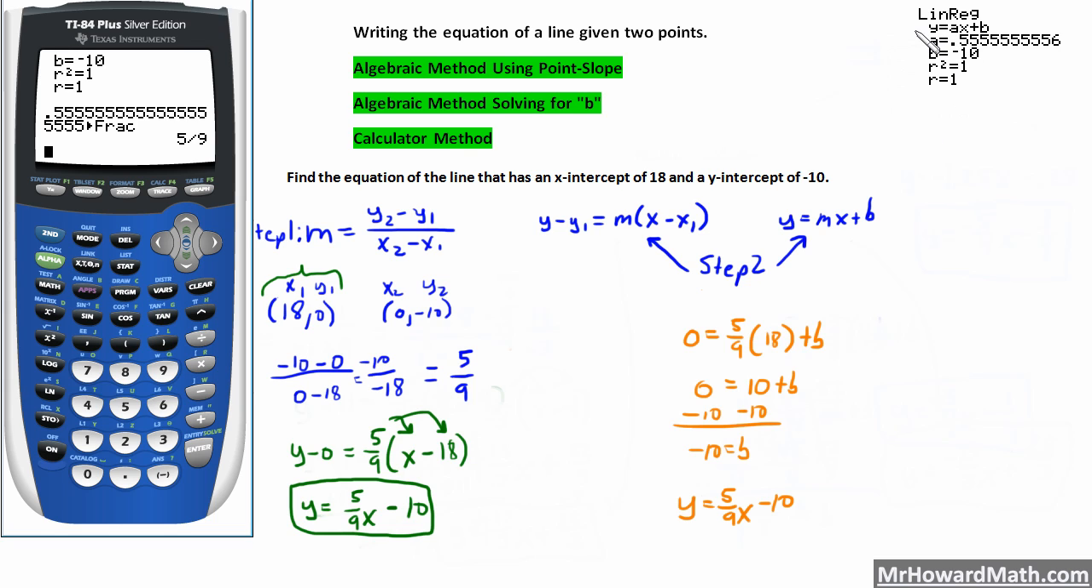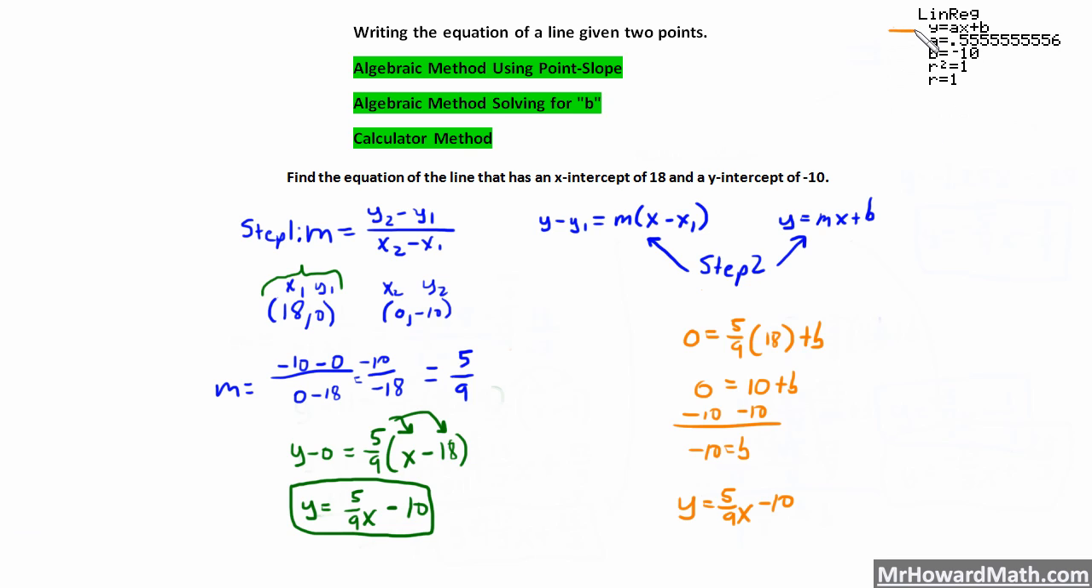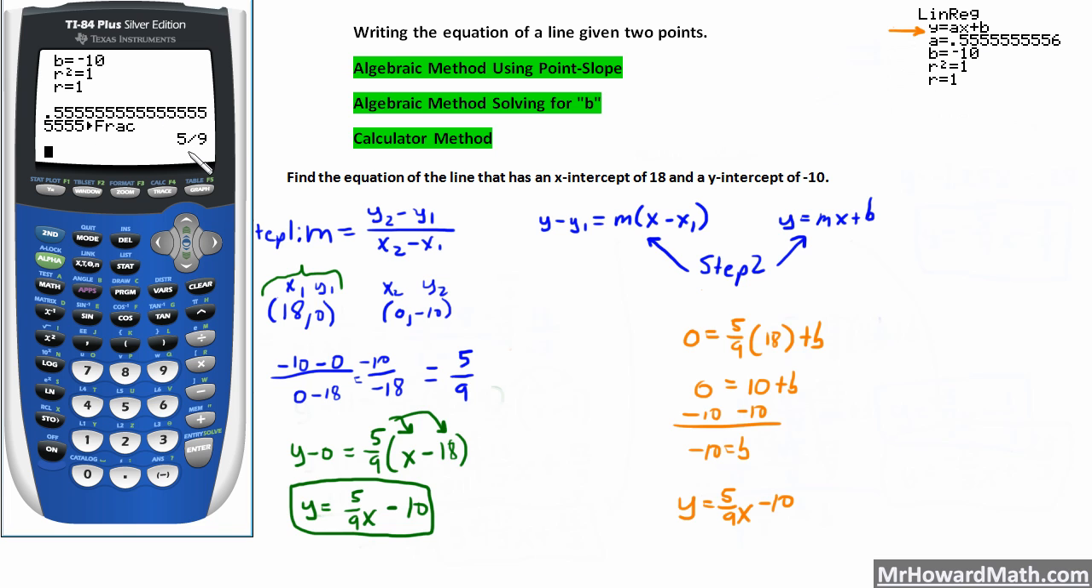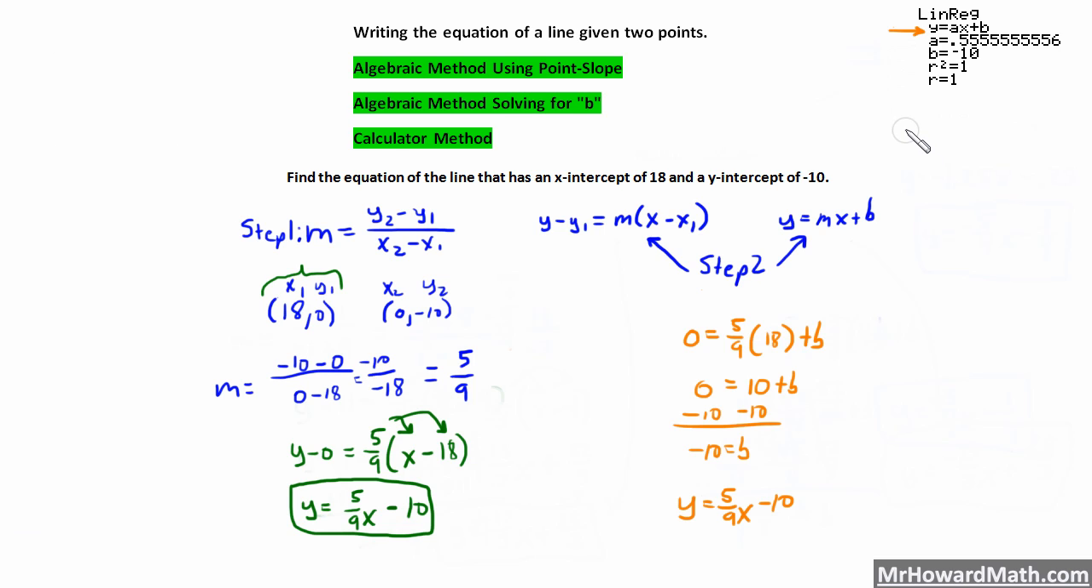So our calculator, look, here it gives us our format there. It's y equals ax plus b, where a is our slope and b is our y-intercept. And we see from our calculator here that 0.5 repeating is 5/9. So our slope is 5/9. So it's simply y equals 5/9 x plus our b value is negative 10, so it's plus negative 10. That's the same thing as minus 10. So we got 5/9 x minus 10 no matter what method we used.